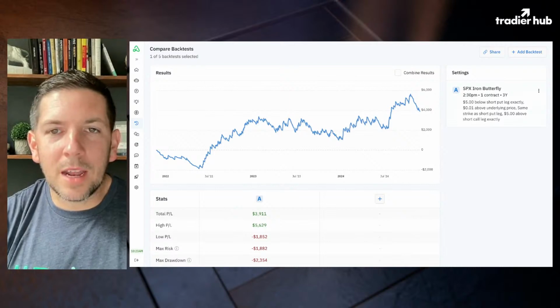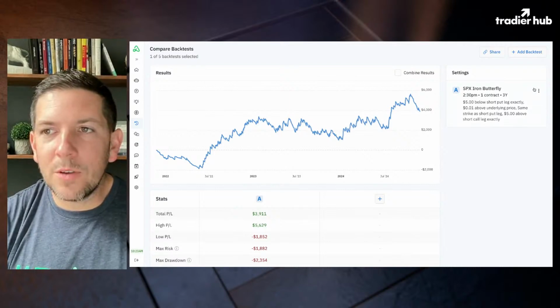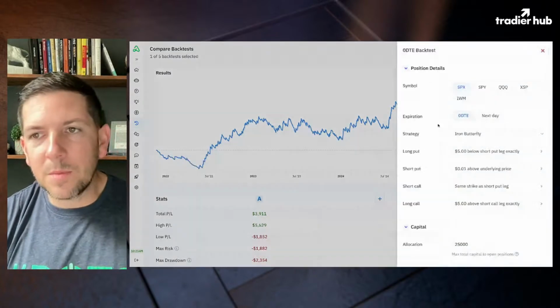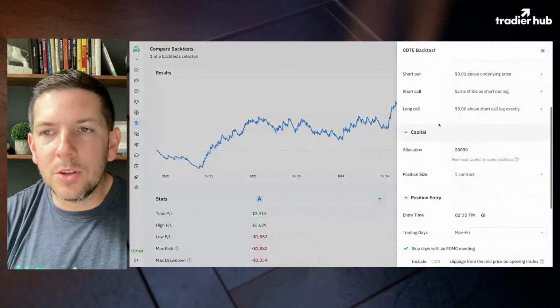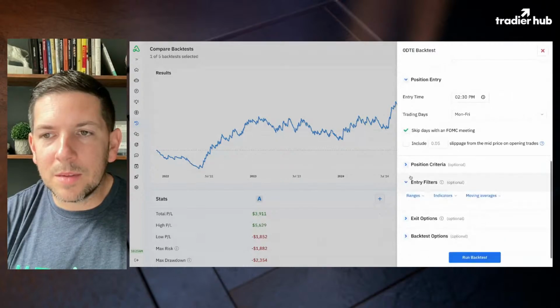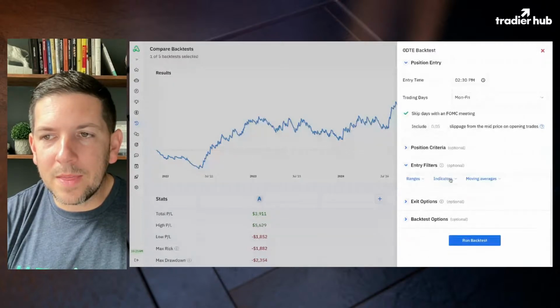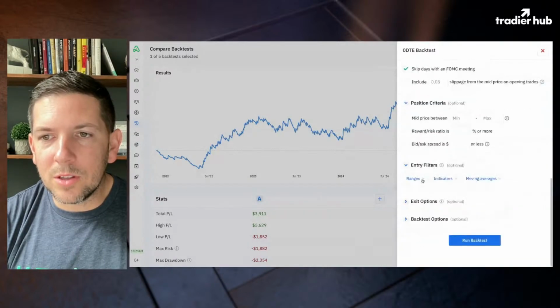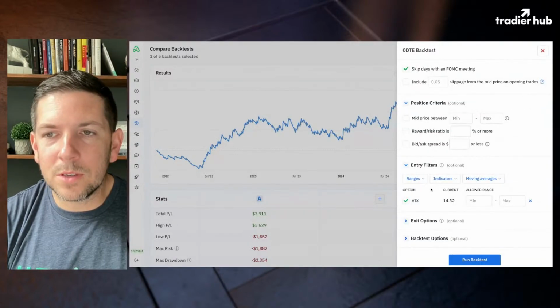So, okay, that one ended up doing pretty well. Let's go in here and create some new variations again. We're going to use this as a benchmark and create some new variations within this. This time, we're going to add some entry filters, and let's add some position criteria here and some entry filters. So let's do a VIX range filter. That's going to be the first one that we're going to allow.